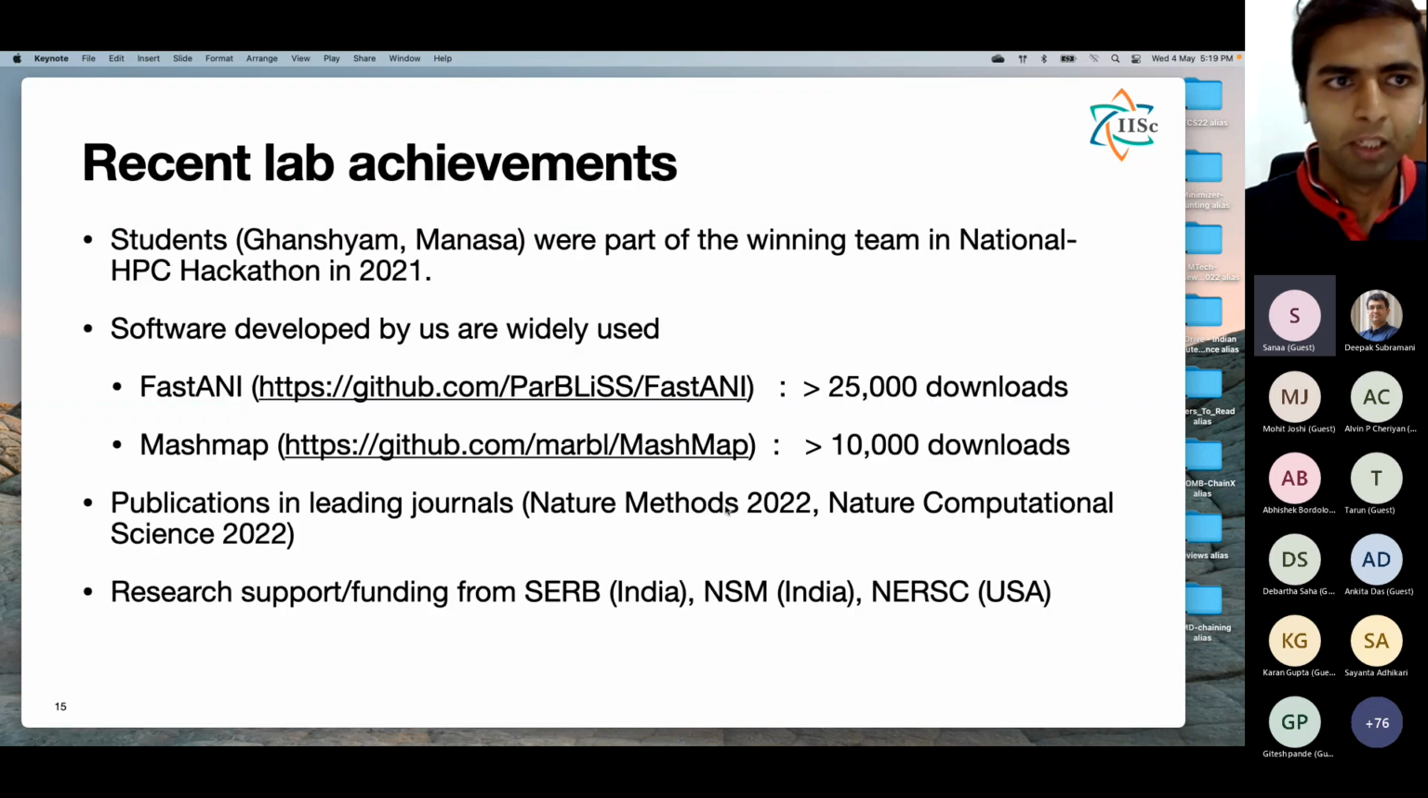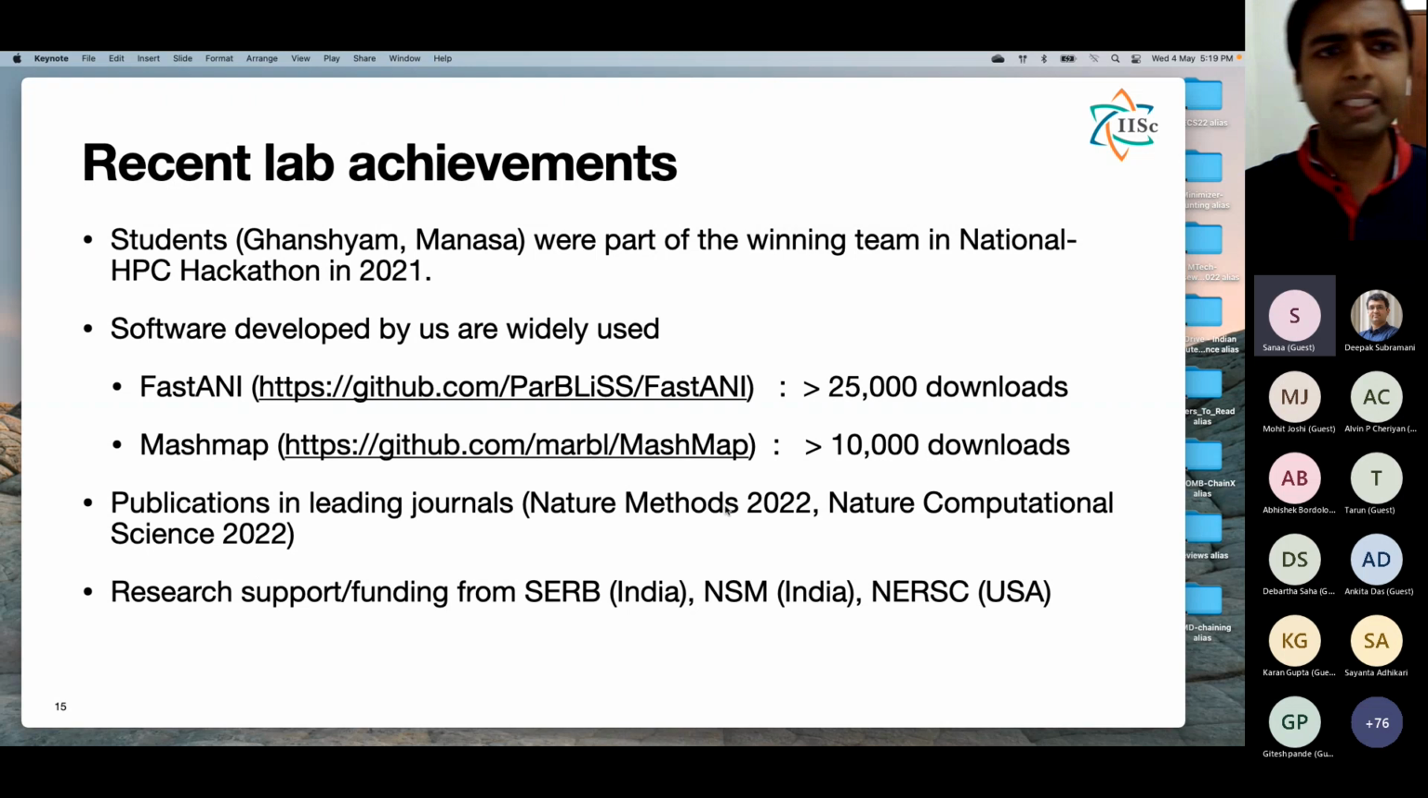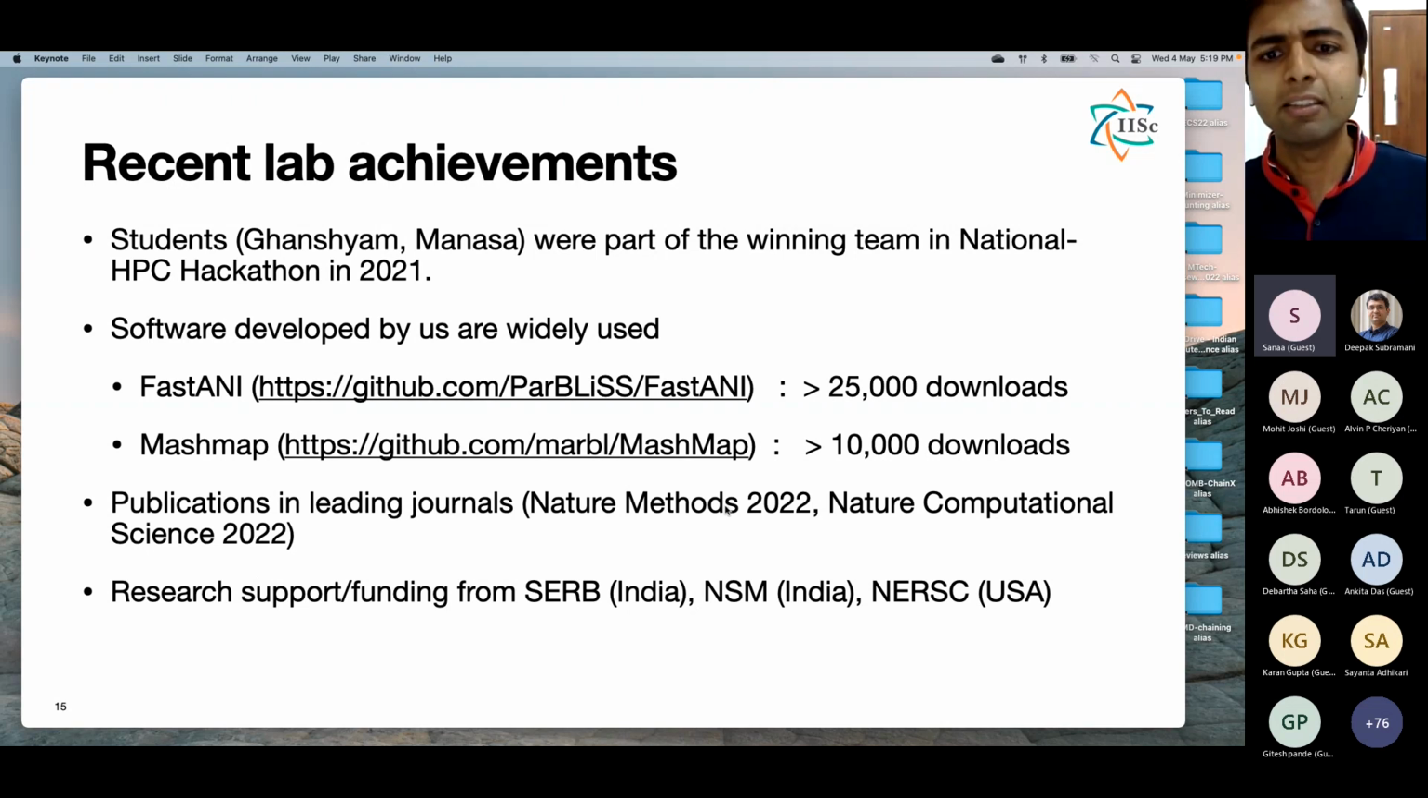I also want to mention some of the recent lab achievements. Despite the fact that we just started our lab last year, two students of our lab were part of the winning team in the National High Performance Computing Hackathon held last year. Software developed by us is widely used in the community. For example, I have listed two examples here. Both of them have more than 10,000 downloads by various users around the globe.